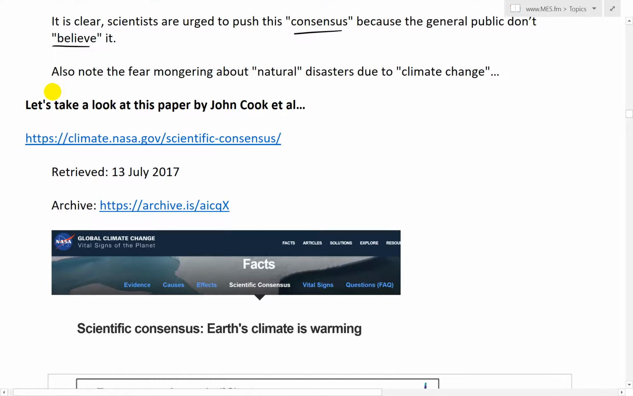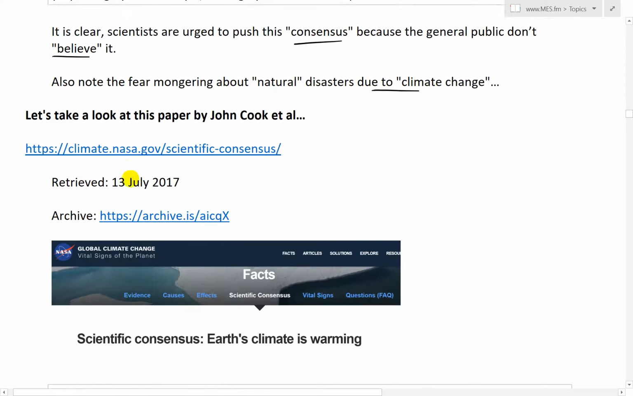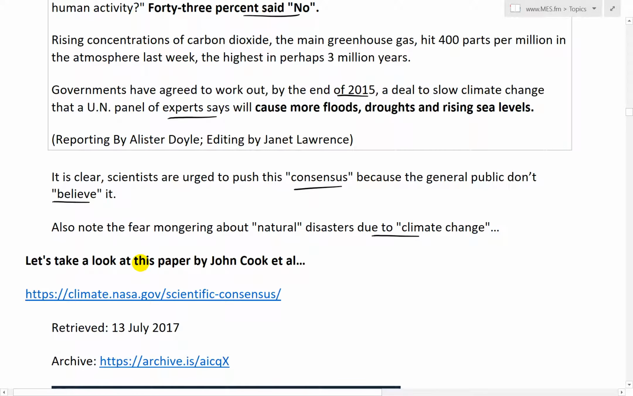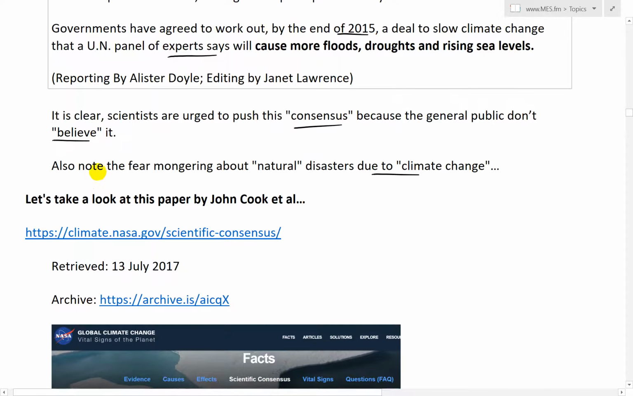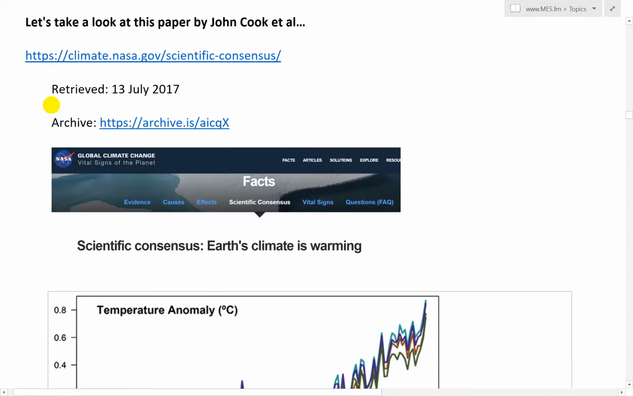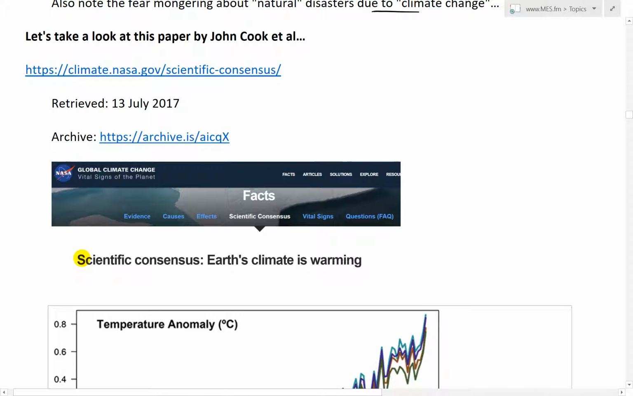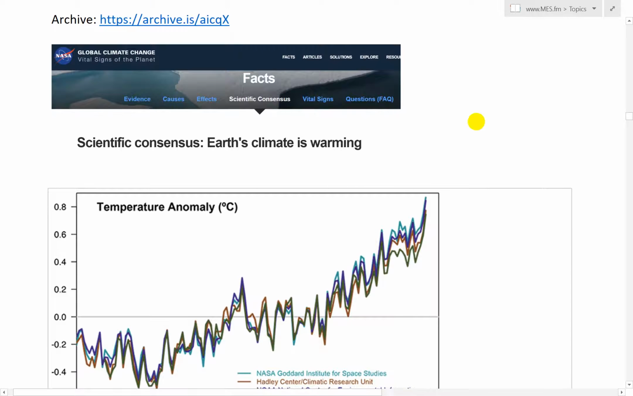So also note the fear-mongering about natural disasters due to climate change over there. So basically, agree with the consensus because, you know, floods, droughts, sea levels rising. So anyways, let's take a look at this paper by John Cook and others, or al.